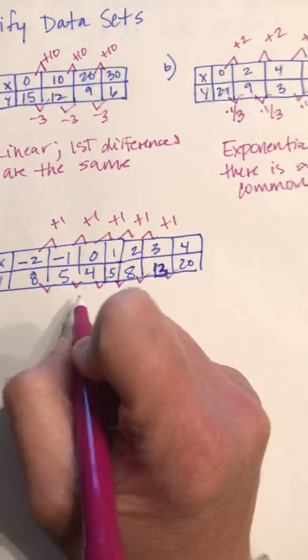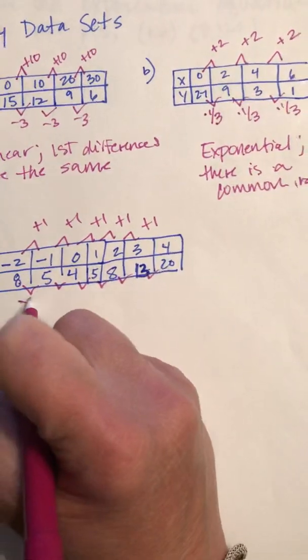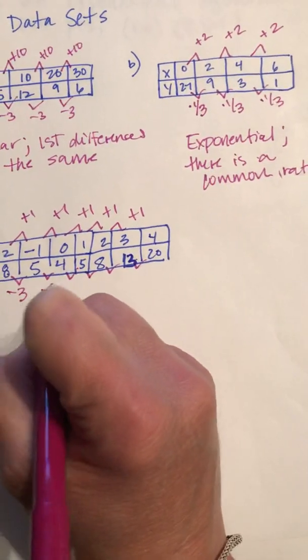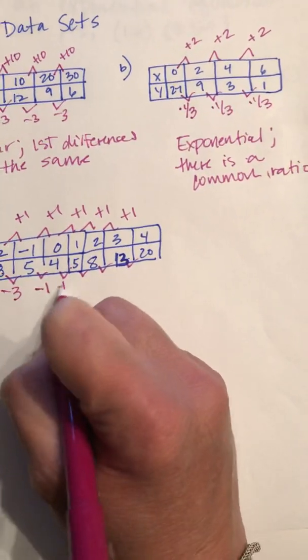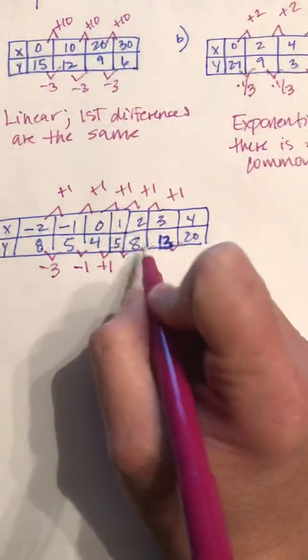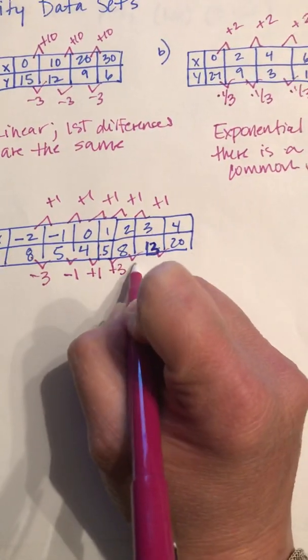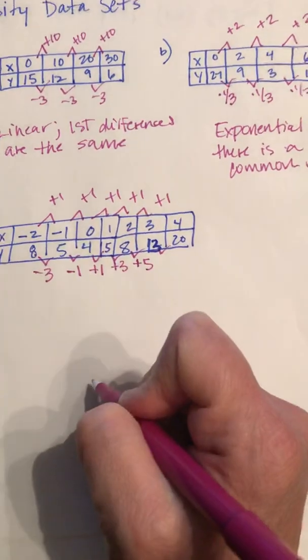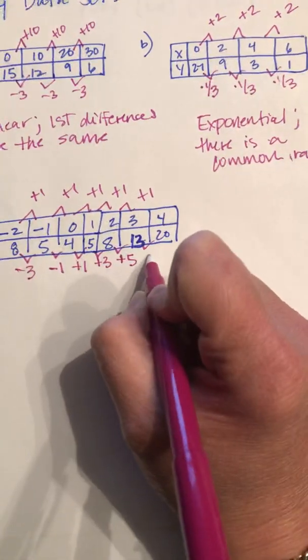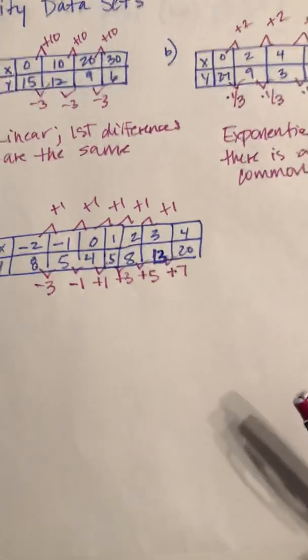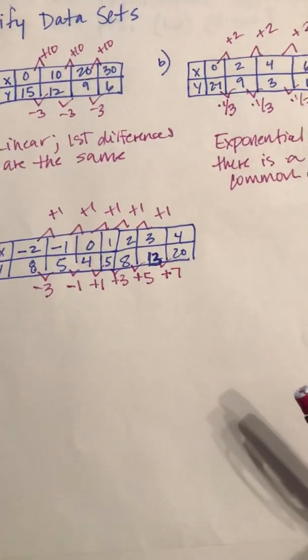So what I'm going to notice is if I go from 8 to 5, that's a decrease of 3. If I go from 5 to 4, it's a decrease of 1. From 4 to 5, it's an increase of 1. From 5 to 8, it's an increase of 3. From 8 to 13, it's an increase of 5. And from 13 to 20, it's an increase of 7. These are our first differences. You won't notice anything special about those.